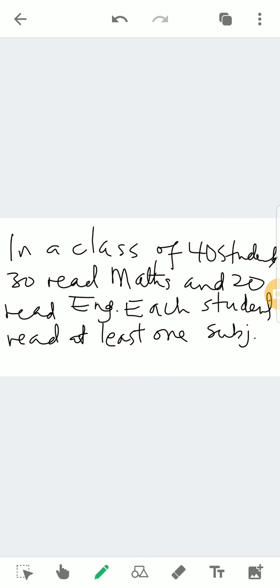So now that we have explained the concept behind the regions, let's take a simple question and illustrate it. In a class of 40 students, 30 read mathematics and 20 read English. Each student reads at least one subject.